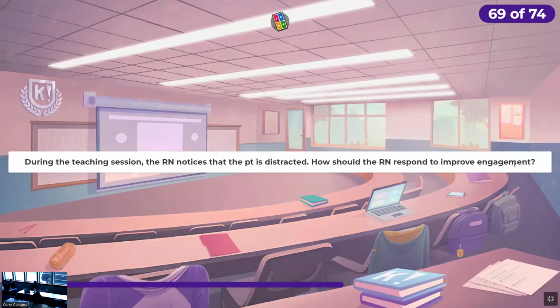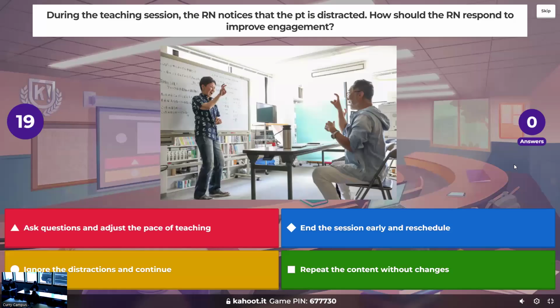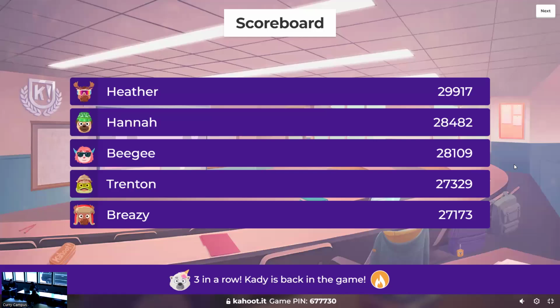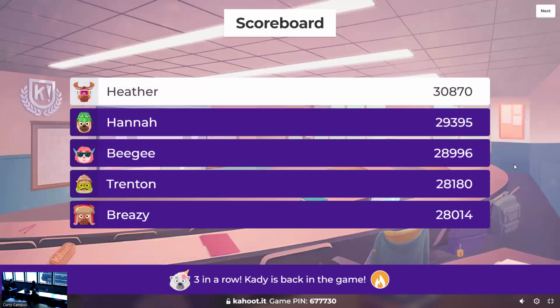During the teaching session, the RN notices the patient is distracted. How should the nurse respond to improve engagement? And the yellow is ignore the distractions and continue. All right, everybody got that one right. Ask questions and adjust the pace of teaching.